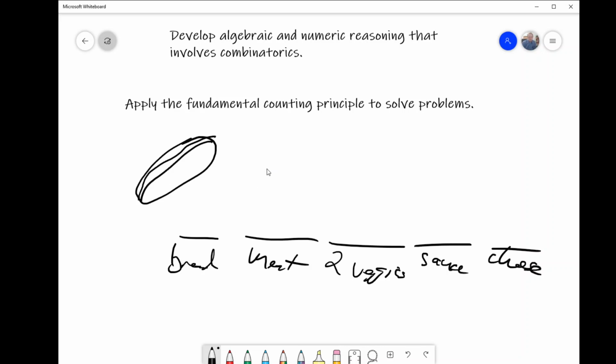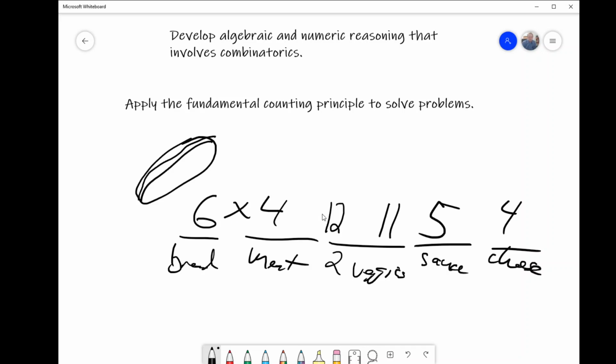So depending on how many options you have, the fundamental counting principle is the one that says, all right, we've got 6 types of bread to pick from. We've got 4 types of meat to pick from. We've got 12 veggies to pick from. And if they're going to be different, that means we have 12 to pick from when we do our first veggie and 11 remaining to pick from for our second. We have 5 sauces to pick from and 4 cheeses. The fundamental counting principle says the total number of different combinations you can make is what you get when you multiply all of these together.